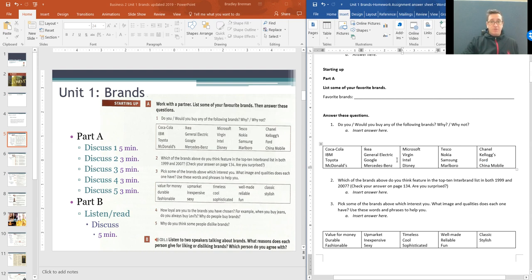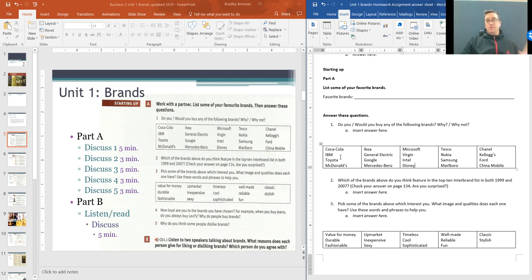So the next question would be, which of the brands above do you think feature in the top 10 Interbrand list in both 1997 and 2007? So don't check the answers. The answers are on page 134, but again, there's no right or wrong answer. I want you to think about it. Look at these five boxes of brands, and think which of these brands. It could be one, five, 10. I don't remember the exact number. Think that they were a top 10 international brand. That means top 10 in the world.